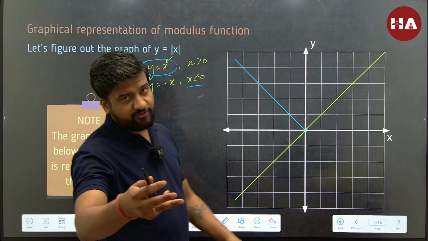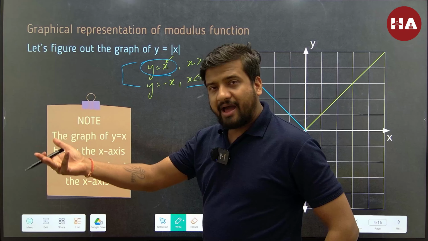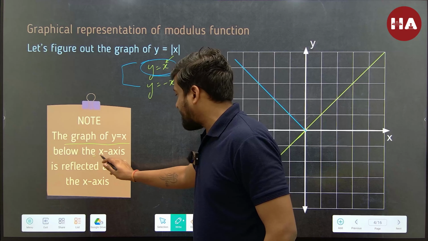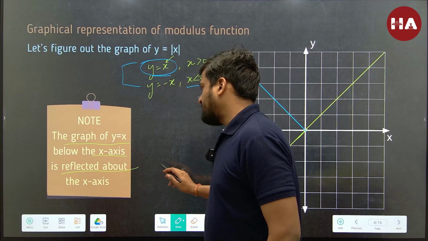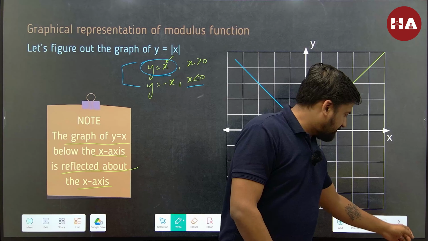All right, before we move on, let's read this note too. Although I have said it, the graph of y equals |x| below the x axis is reflected about the x axis. We did study that, right? All right, moving on.